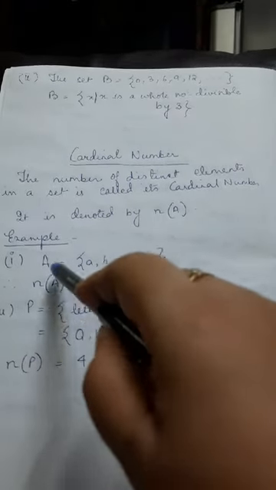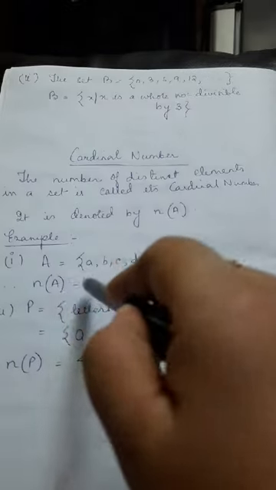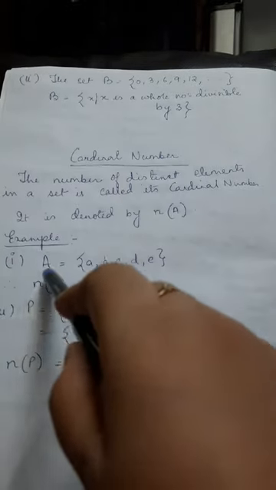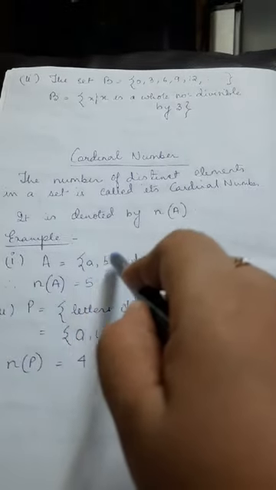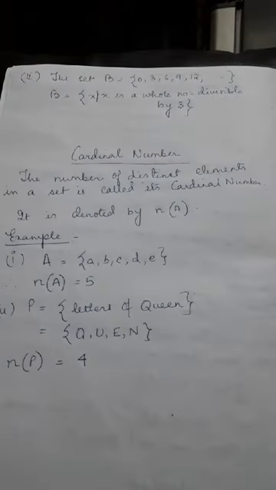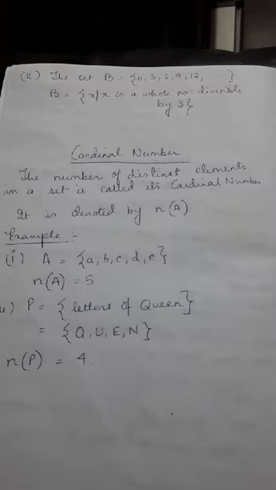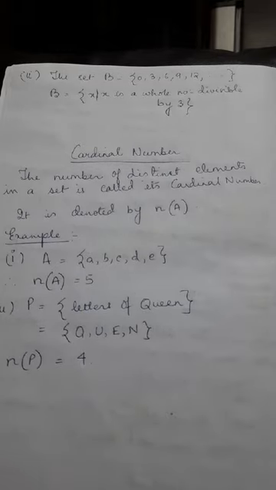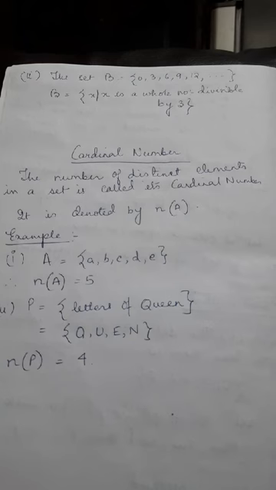Small n within bracket A, because it is set A, is equal to 5. So the cardinal number of this set A is 5 because there are 5 members. So it's a very easy concept, cardinal number. You have to basically count the members of the set and then write in this particular format.